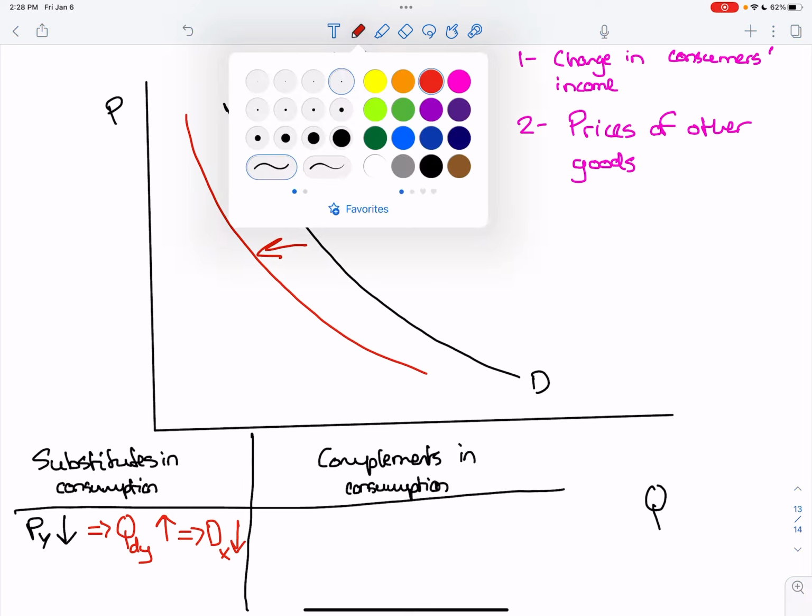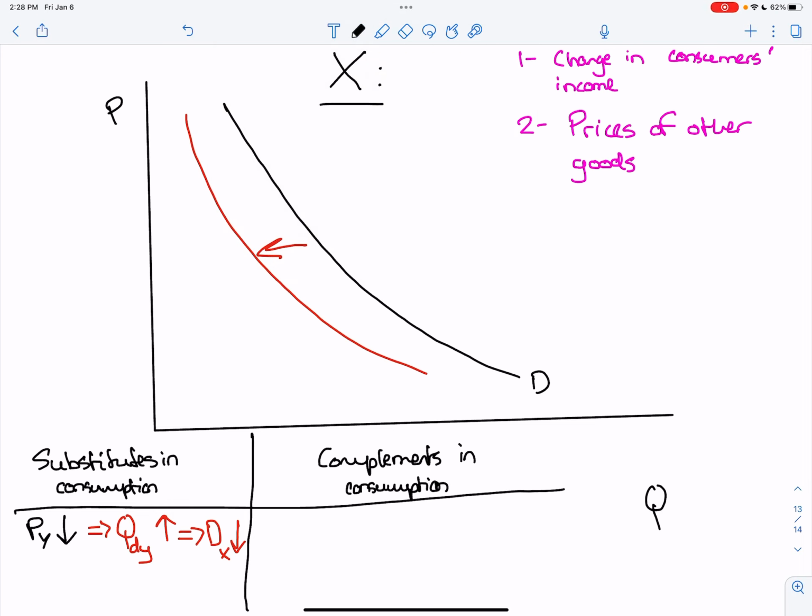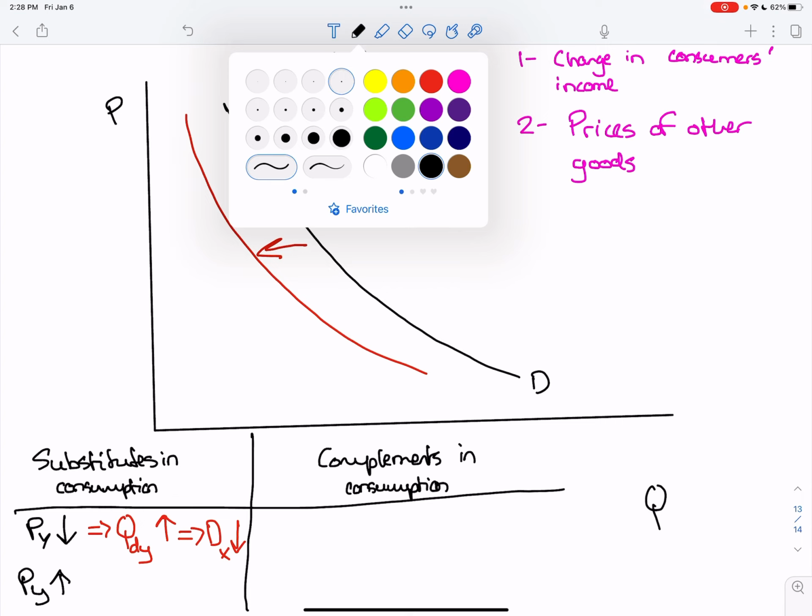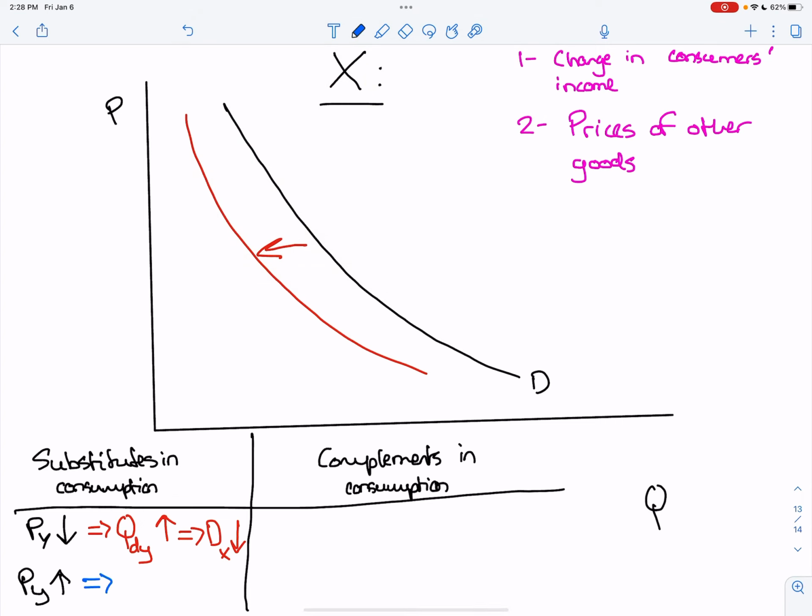And now, of course, we have the exact opposite thing happen if the price of a substitute goes up. So if the price of Y, still a substitute, goes up, the law of demand says that the quantity demanded of Y will go down, which will in turn cause an increase in the demand for X. Okay, so an increase in the price of a substitute will cause the demand curve to shift to the right.